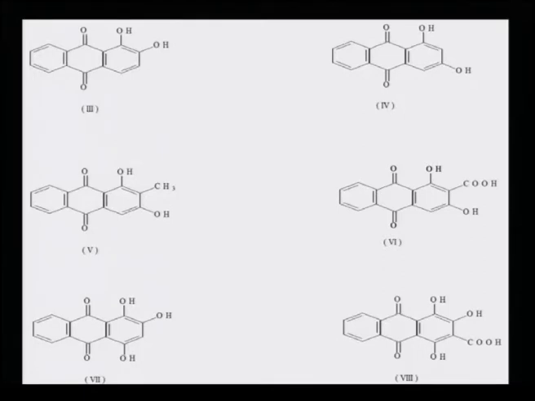Now, if you look at the structure, you will see that the simplified alizarin has 2 hydroxy groups which are ortho to each other. In the second case, the hydroxy groups are meta to each other.